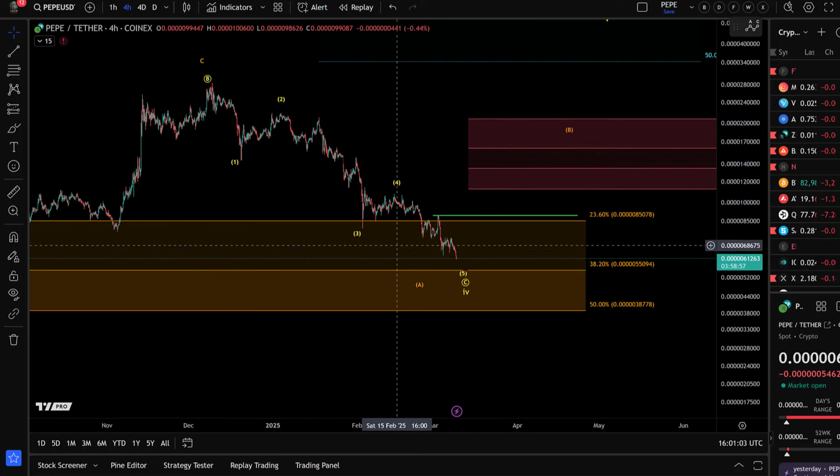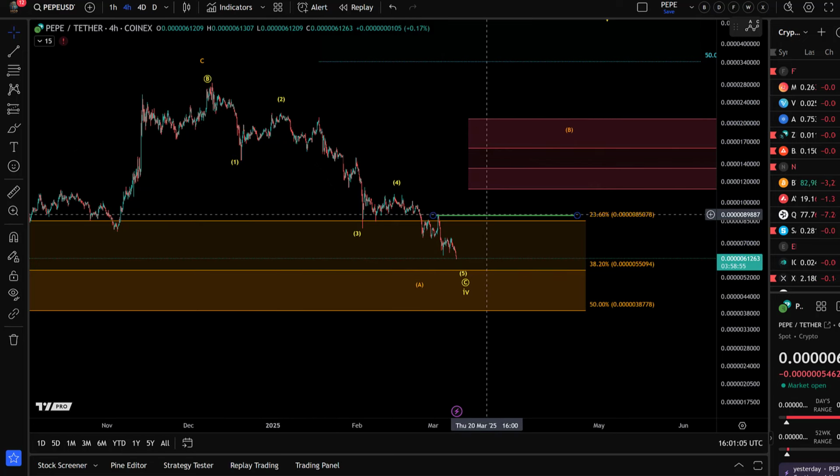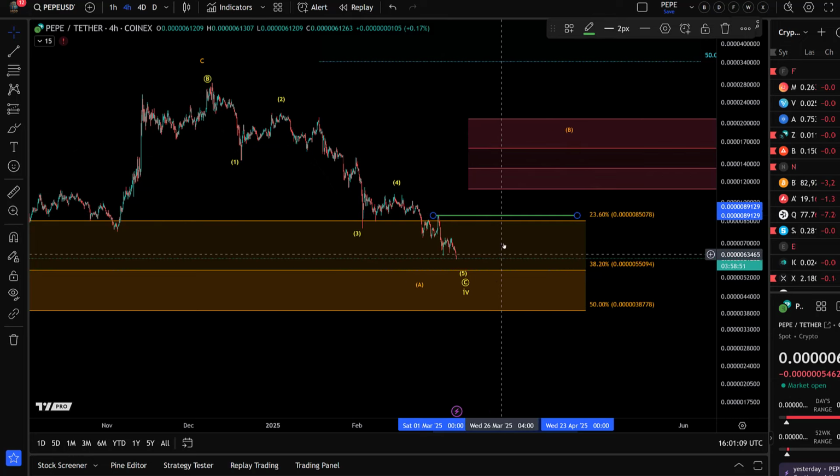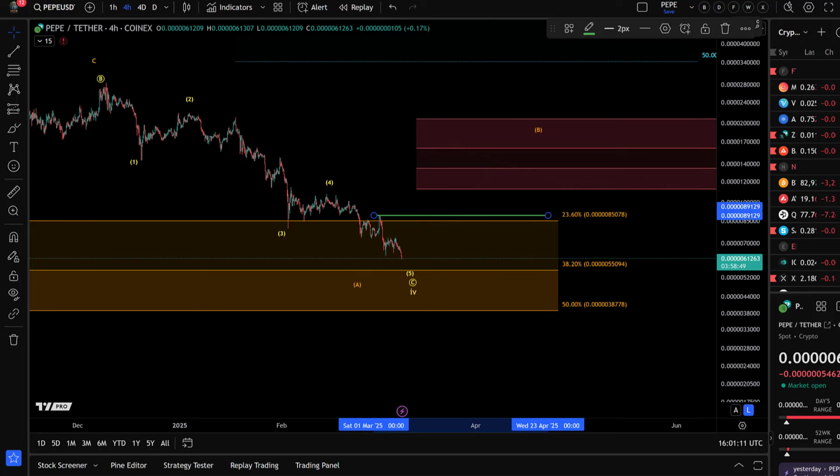Important to understand that here, the green line, a break above it at 89129 is the first one that needs to be broken to the upside to indicate that a low of sorts is in place. So that is very important. We can't just assume a low is in without a reaction.